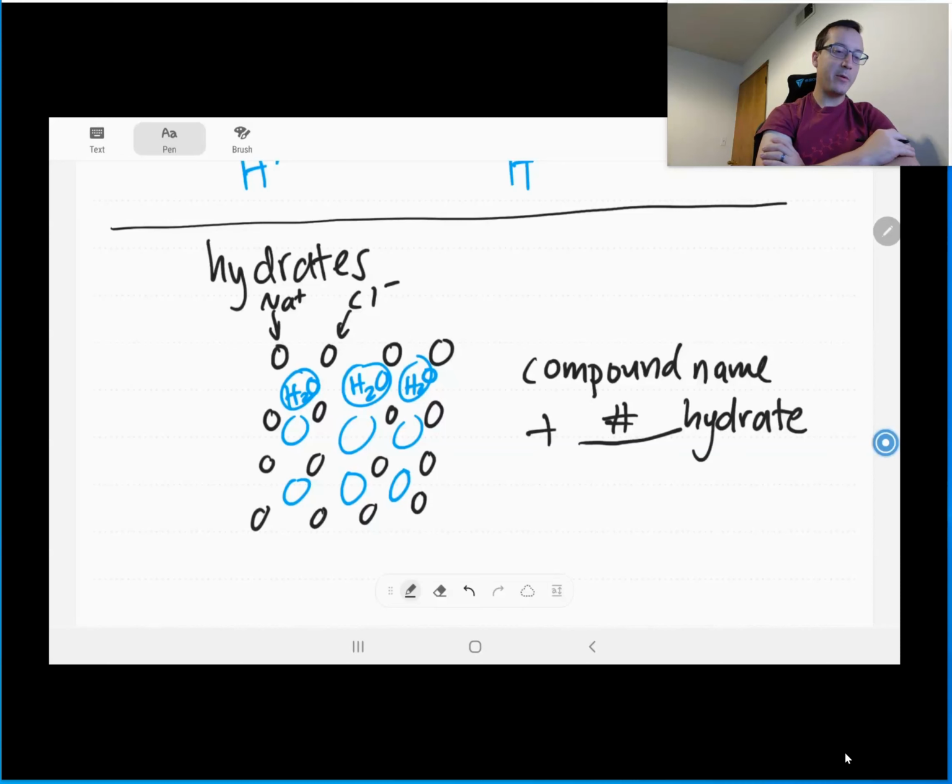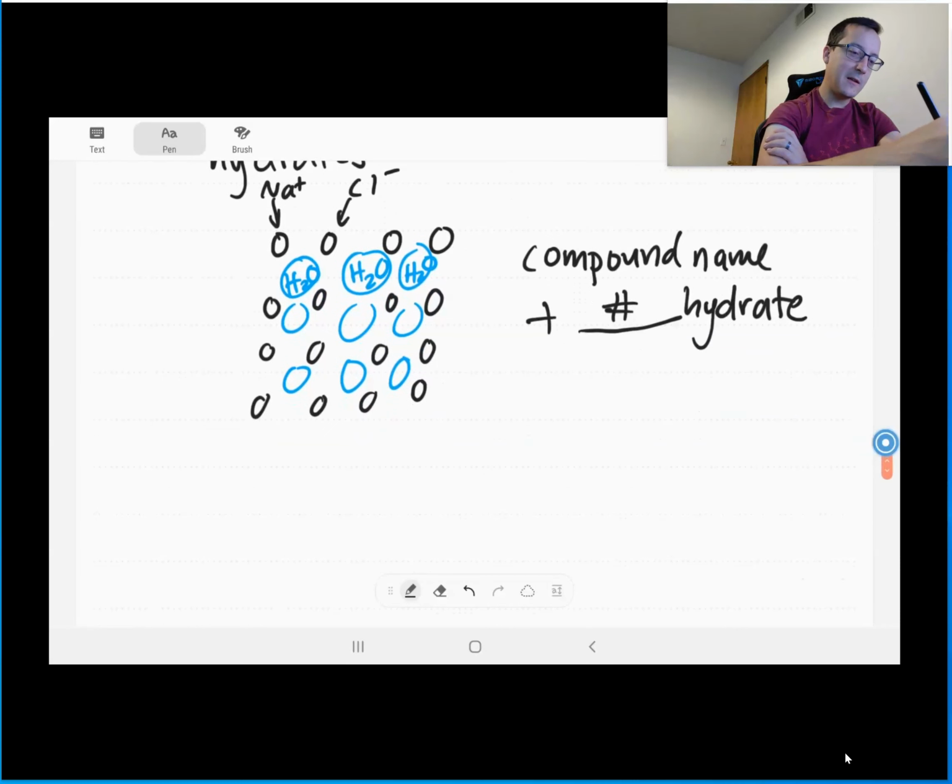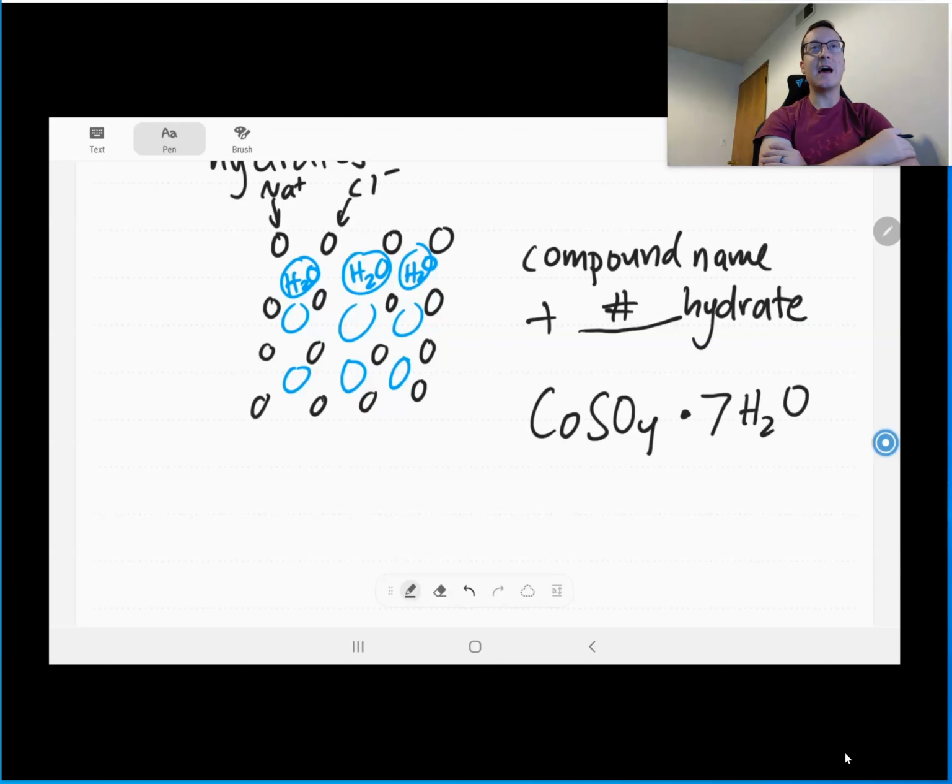Okay, so for example, if we were to see this, we're going to recognize this as a hydrate. This tells us there are repeating units of cobalt, sulfate, and 7 waters within this particular crystal structure. And so it would have to be given to you. Many compounds can take different numbers of waters. They might have different colors if they do. You'll learn a lot more about that in Chem 102.